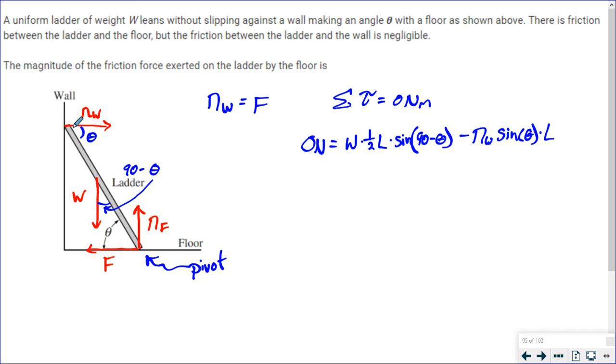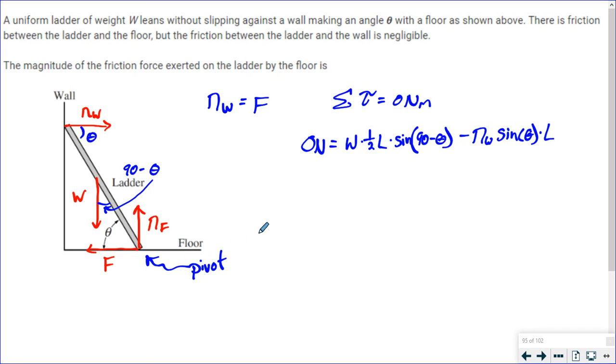Normal force of the wall times the sine of the angle between the two times the distance. I'll just call L for the ladder from my pivot point to the force. And it's in the negative direction because it's causing the ladder to rotate clockwise. Your other torque would be the weight force, and the weight force would act at the radius 1/2 L, and it'd be multiplied by sine of 90 minus theta. That's how you'd solve this little right triangle right here.